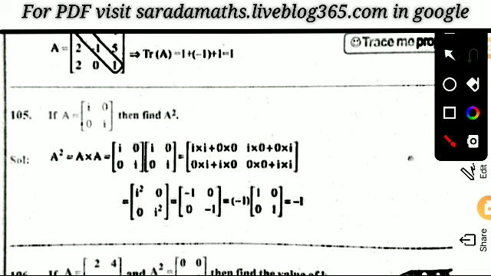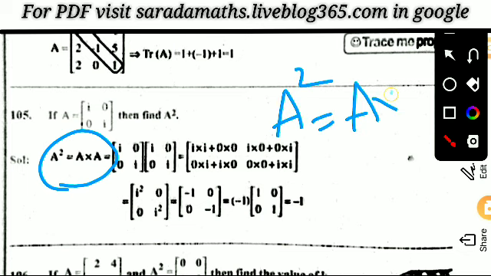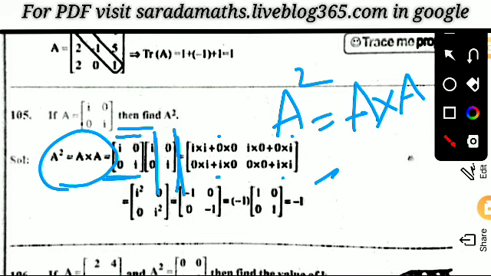Very easy question. If A is equal to I 0 0 I, then what is A square? A square is nothing but A into A. Simply multiplying the matrix A by the matrix A to get the value A square. What is the rule here? Multiply these values. First we have to multiply the first row by the first column, next the first row by the second column. These two are the elements. Next the second row by the first column, next the second row by the second column. These are the next two elements. Okay, this is the product rule.